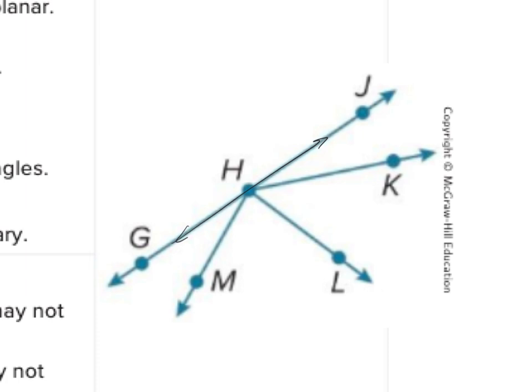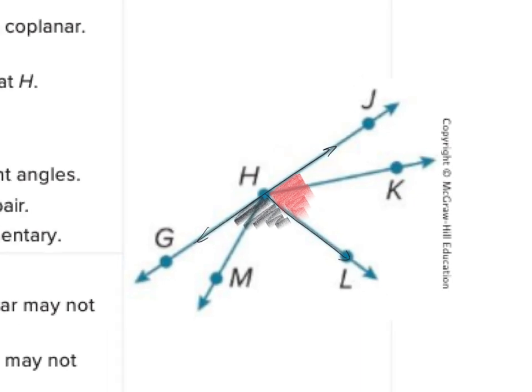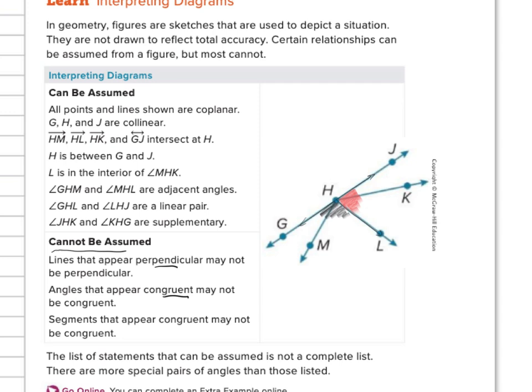I could have some linear pairs. I don't know that anything has been bisected. I do know that HL is a ray. I know that this angle, GHL added to JHL, is 180 degrees, so those two would be a linear pair. There are a lot of things that we can look at in diagrams and know, but not assume.